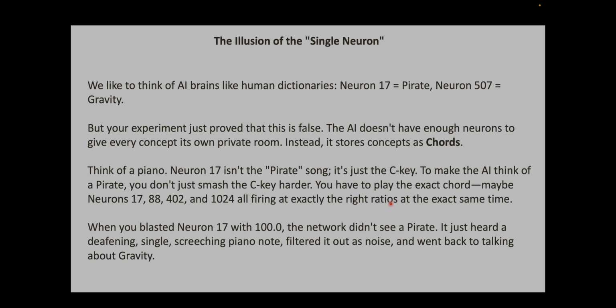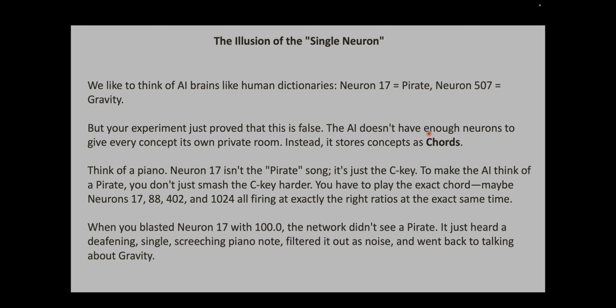So we like to think of AI brains like human dictionaries. When we think about, let's say, gravity, we never think about pirates or seas or that kind of stuff, right? So neuron 17 equals pirate and neuron 507 equals gravity. This is what we map in our brain when we did this operation. But the experiment just proved this is false. The AI brain doesn't work this way.